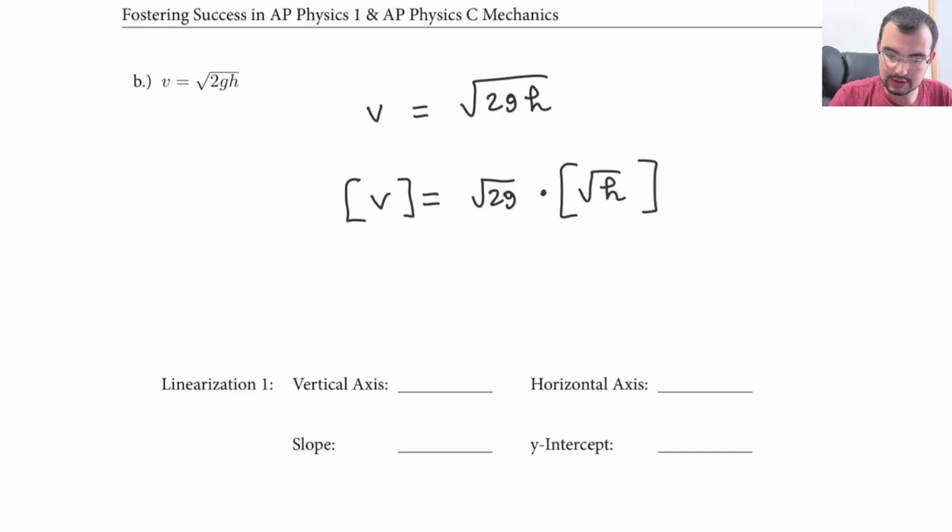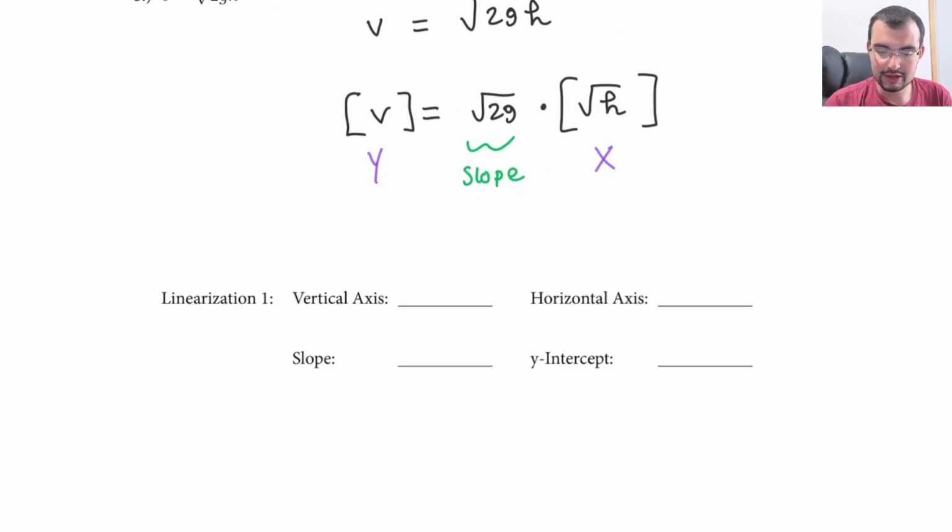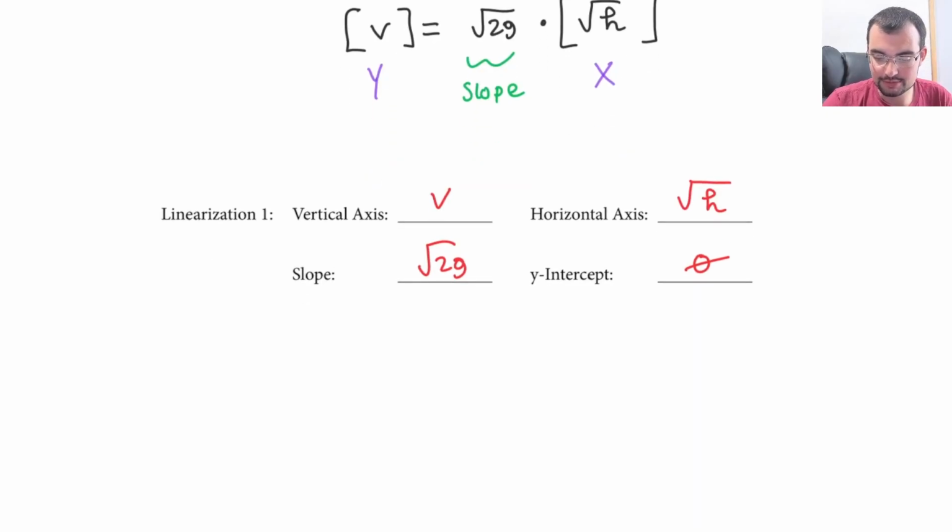Nothing was wrong with v, so I can just keep that in its box. And h is under the square root, but now I've banished it to its box, so I can graph square root h, and then my slope is square root 2g. So this is why I don't like dealing with square roots, because you'll get some nasty slope expression with square roots in it. So I can graph v versus square root h. That would make my slope square root of 2g, and there is no predicted y-intercept.